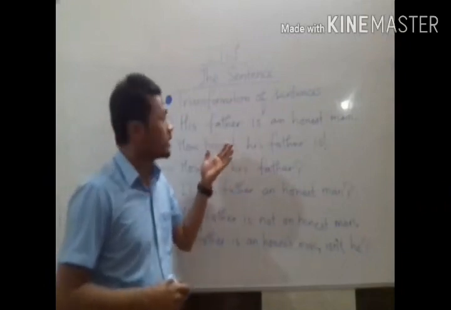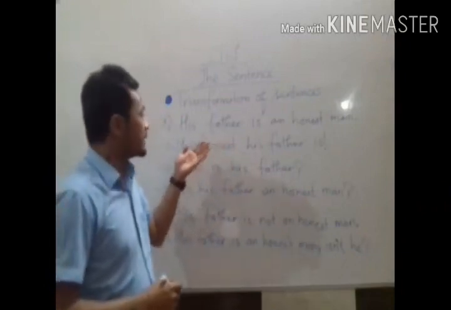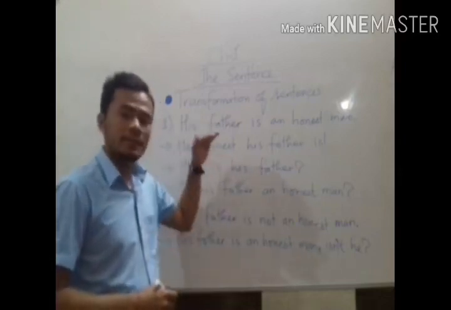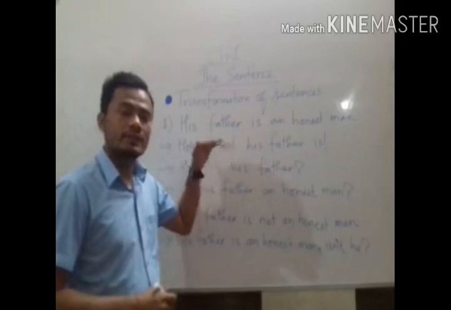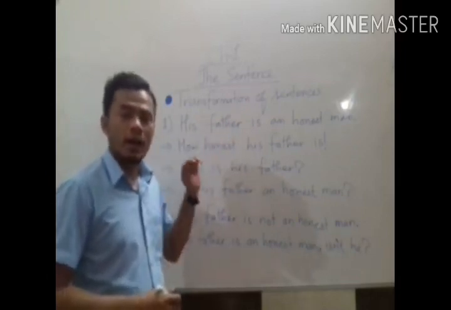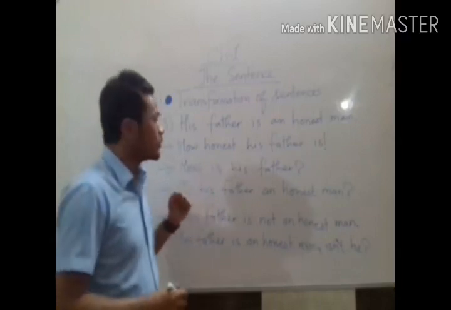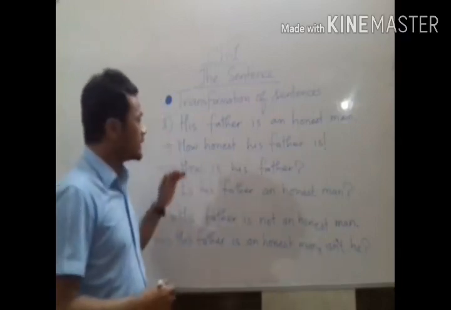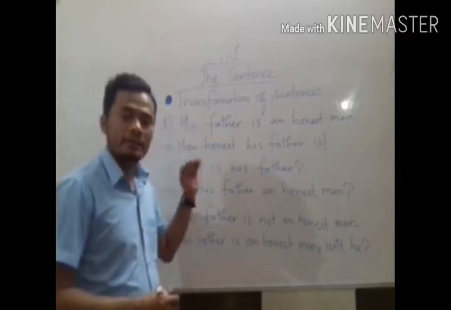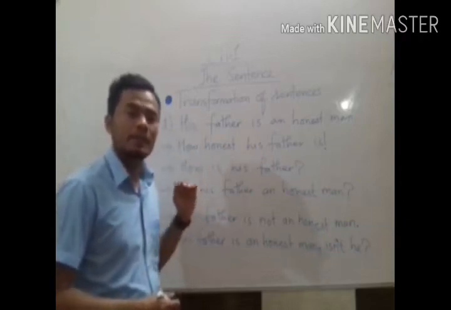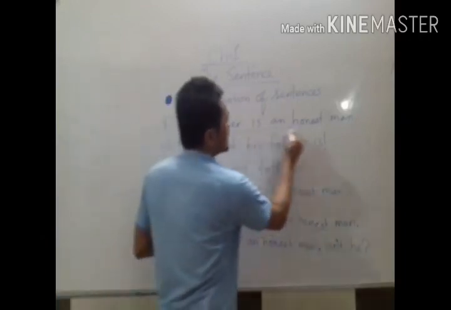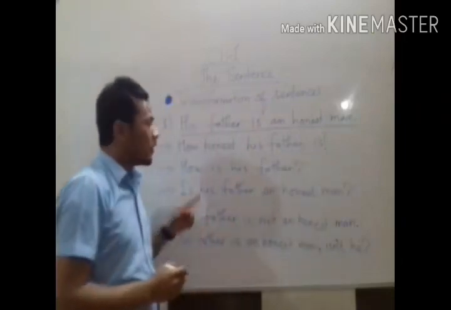So here we have the first sentence, which is an assertive sentence, and I have changed this single sentence into so many other sentences. Now see how I have done it. I will explain you. See here, our sentence is: his father is an honest man. So this is an assertive sentence because it describes something in a direct manner. His father is an honest man.